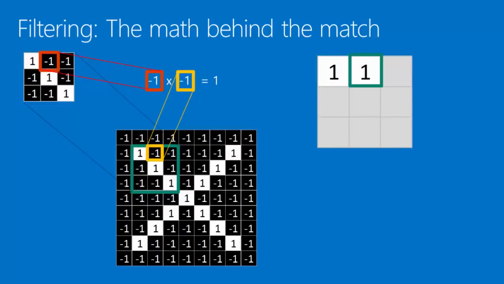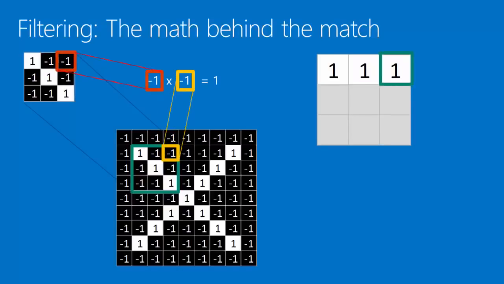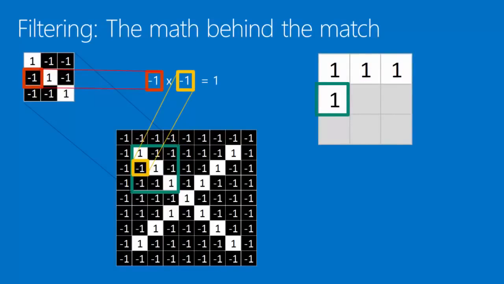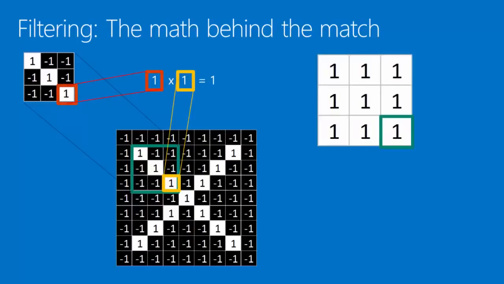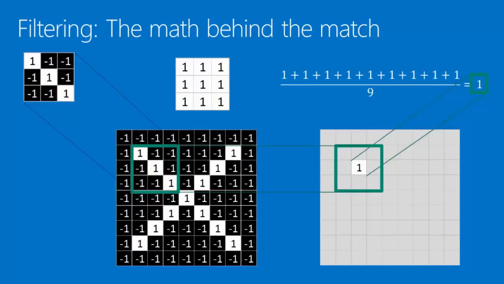We step to the next one, minus 1 times minus 1 is also a 1. And we continue to step through pixel by pixel, multiplying them all by each other, and because they're always the same, the answer is always 1. When we're done, we take all these 1s and add them up and divide by 9, and the answer is 1. So now we want to keep track of where that feature was in the image, and we put a 1 there. Say, when we put the feature here, we get a match of 1. That is filtering.